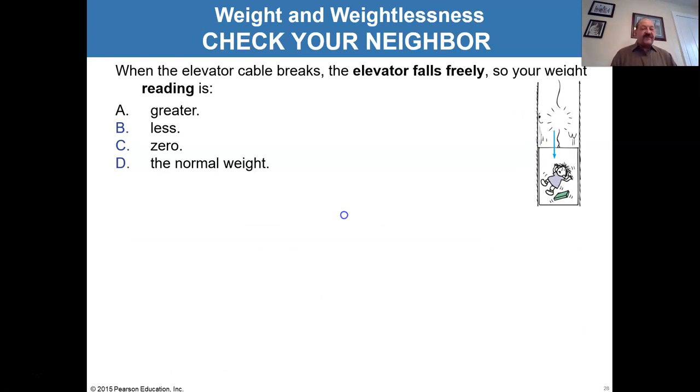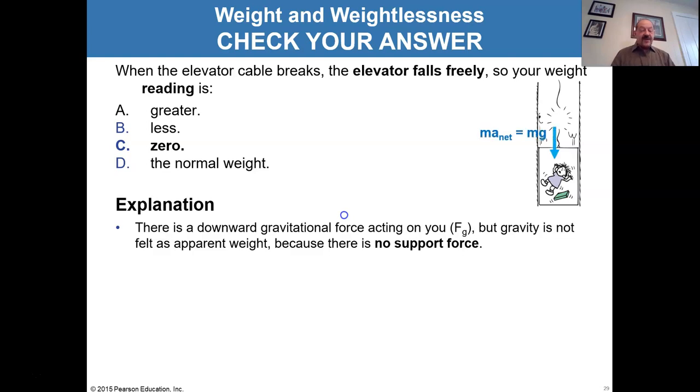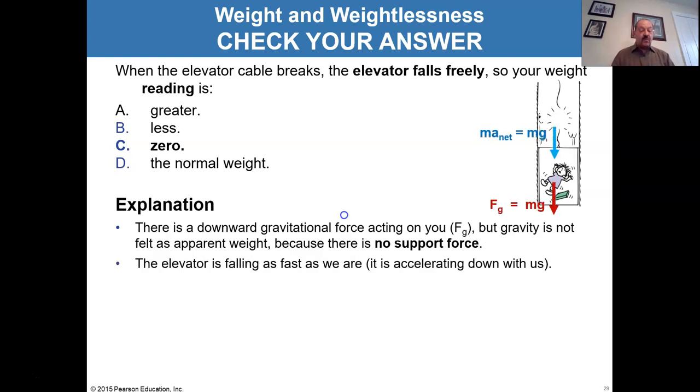When the elevator cable breaks, the elevator falls freely, so is your weight reading greater, less, 0, or normal weight? Well, in this case, it's 0. You have 0 support force. Remember, what the scale is reading is the force of it pressing with its springs up against your feet. If you're both dropping, that scale isn't pressing against your feet at all. There is 0 normal force, 0 support force from the floor, from the bathroom scale that's in the elevator. And therefore, you will feel absolutely 0 weight in that case.